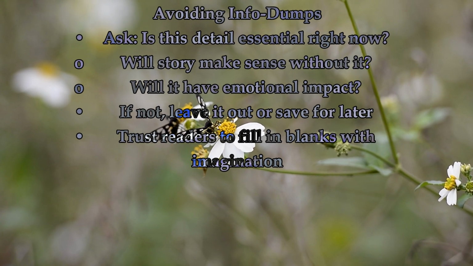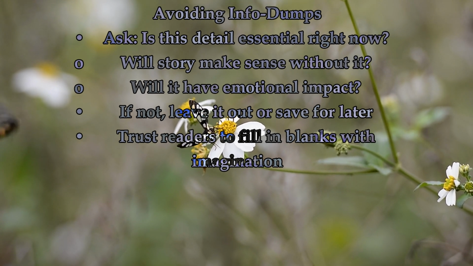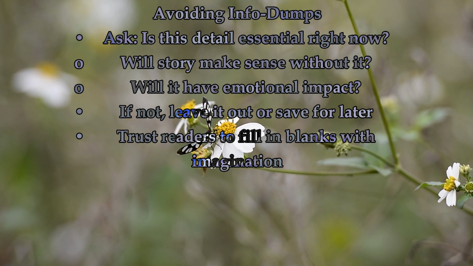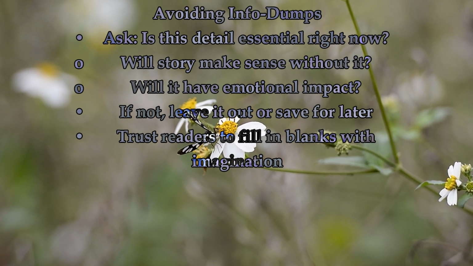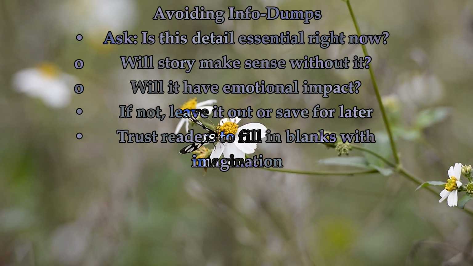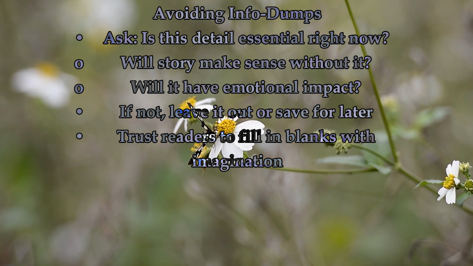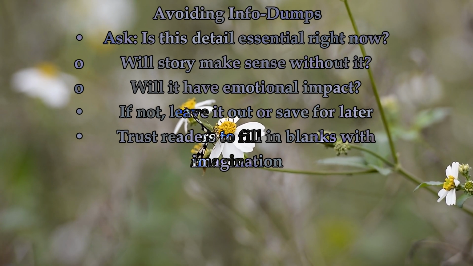So, how do you avoid those dreaded info dumps and integrate your setting details more naturally? First, ask yourself, is this detail absolutely essential for the reader to know right now? Will the story still make sense and have emotional impact without it? If the answer is no, then leave it out or save it for later. Trust your reader to fill in some of the blanks with their own imagination.